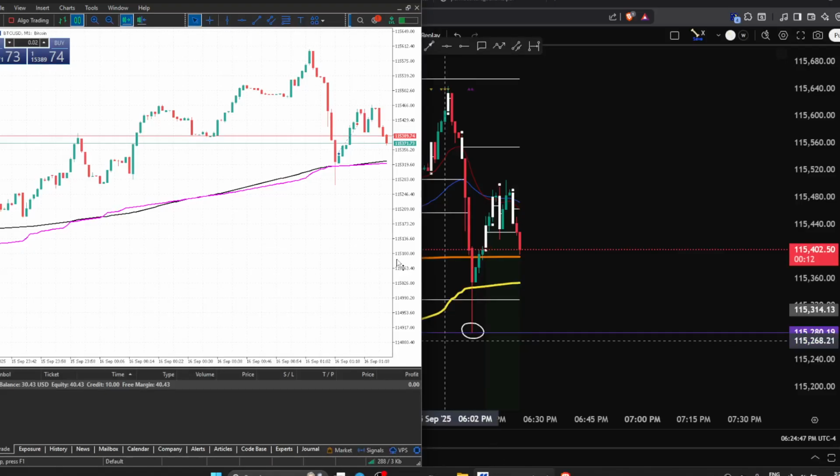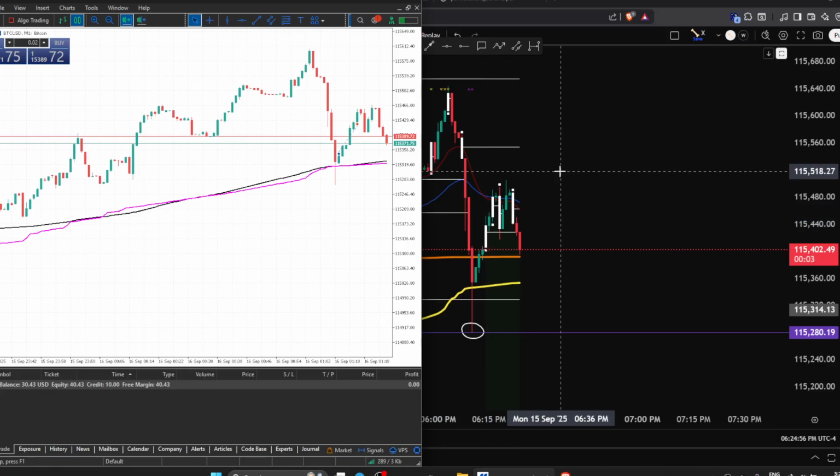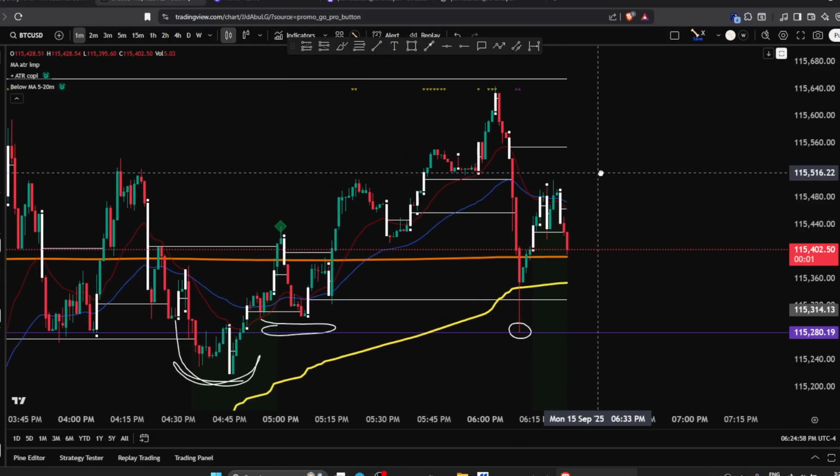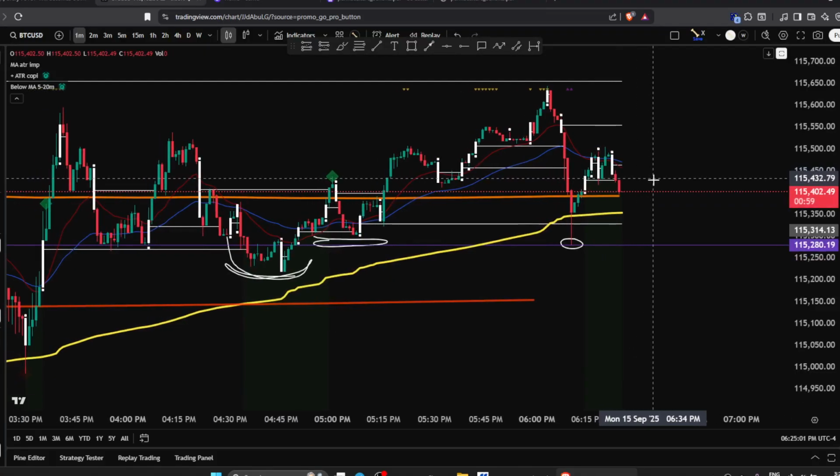I got out a little bit early just because I chickened out. It was kind of turning red here, so I got out a little bit early, maybe right here or something. But it was still a good trade. Really high probability.